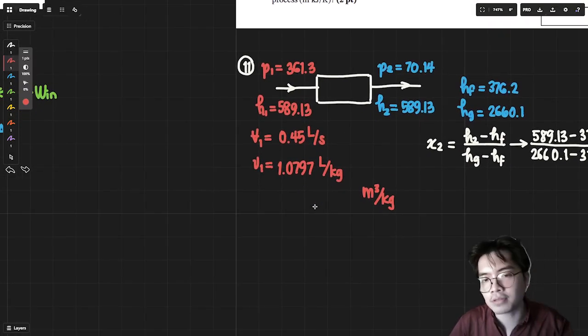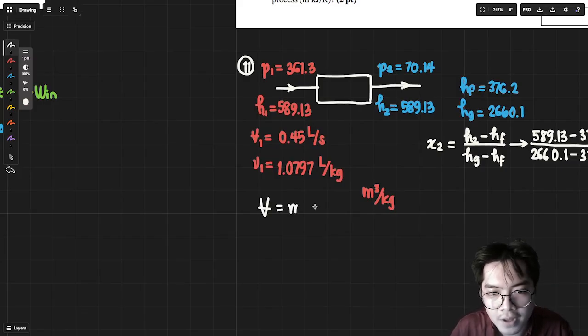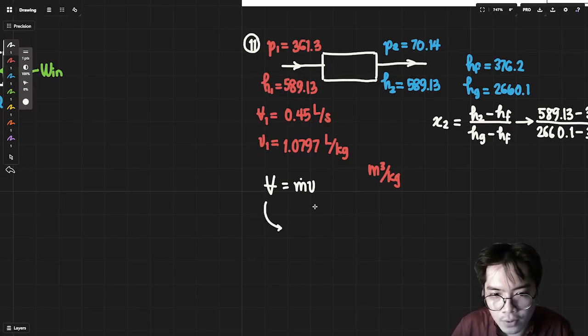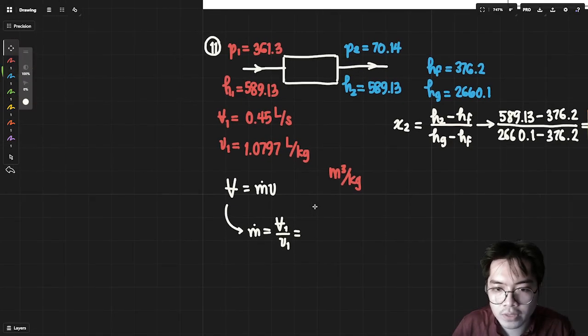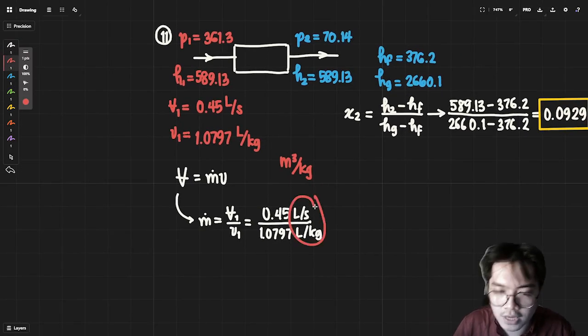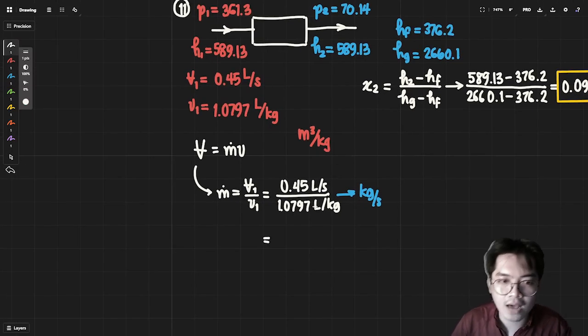And if you guys remember, the difference between a big letter and a small letter is that a big letter is just going to be its corresponding M times the small letter. So for us to get our M dot, we will just divide these two. We will get 0.45 liters per second all over 1.0797 liters per kilogram. And of course, we will see here that our unit will be in kilograms per second, which is correct, right? This means that this is our M dot.